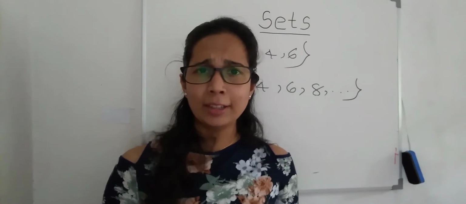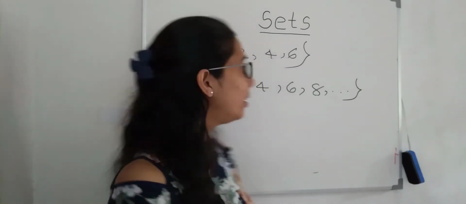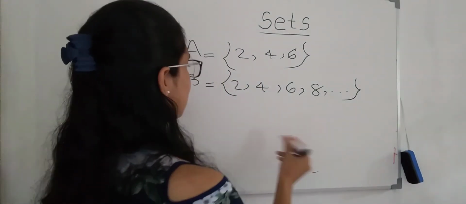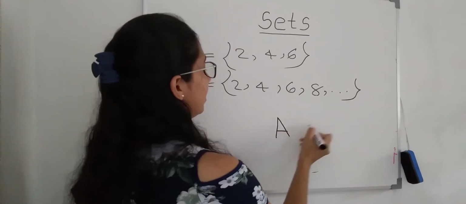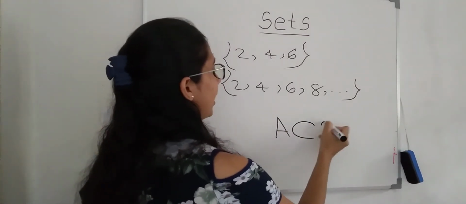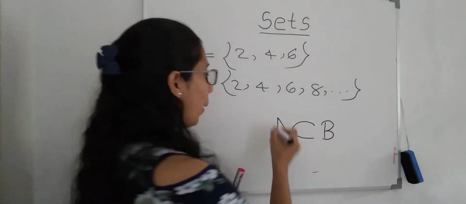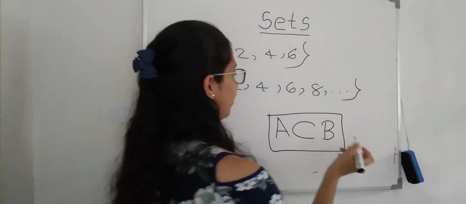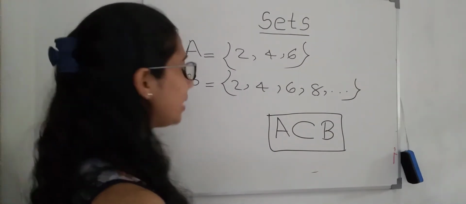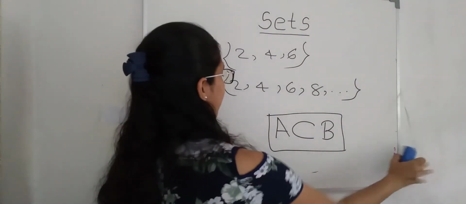So how to denote that? We can denote that like this: A is a subset of the set B. This is the way of denoting subsets. Now, I'll take another example.